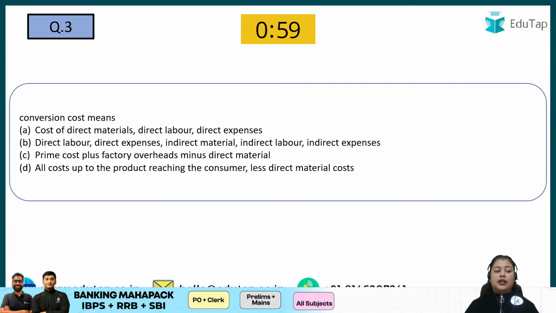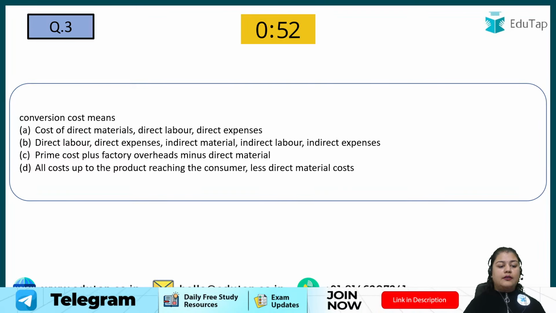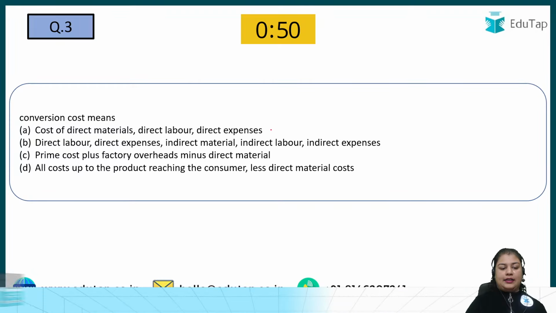Next, third, conversion cost means. What is conversion cost? Read the statement very carefully, don't get it wrong. Cost of direct materials, direct labor, direct expenses.